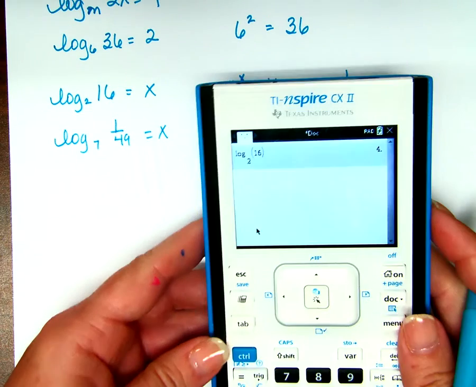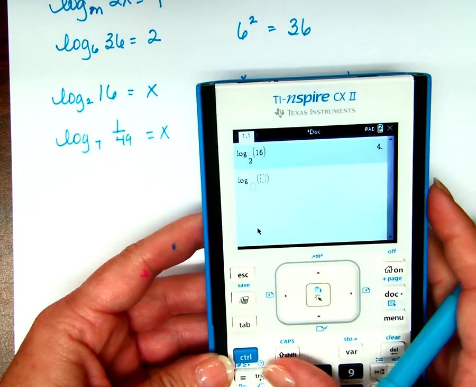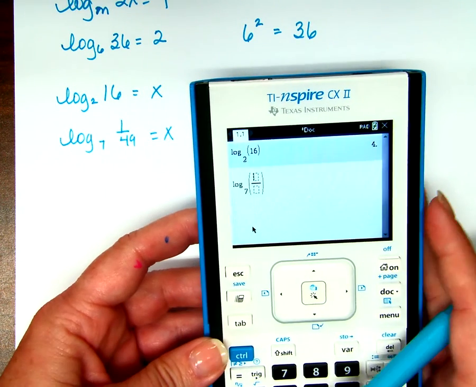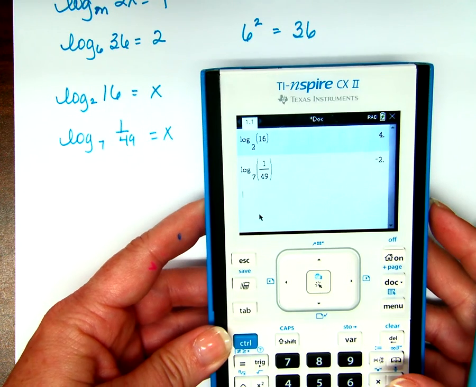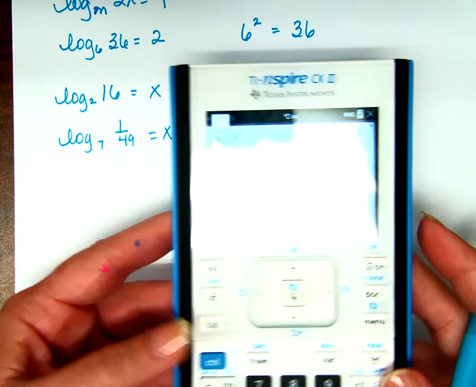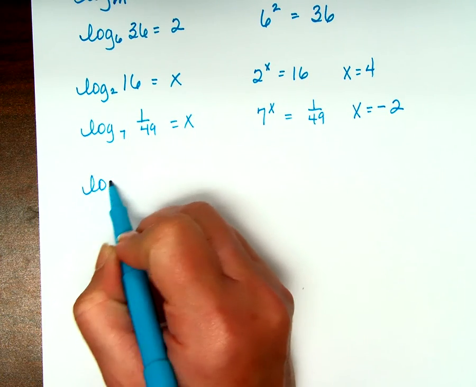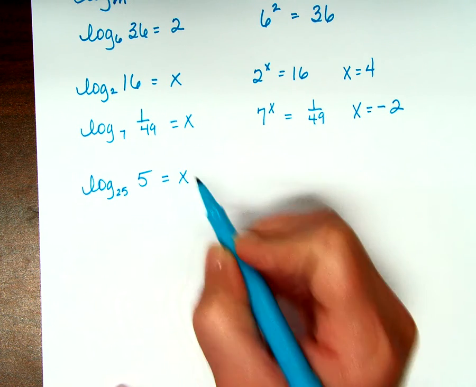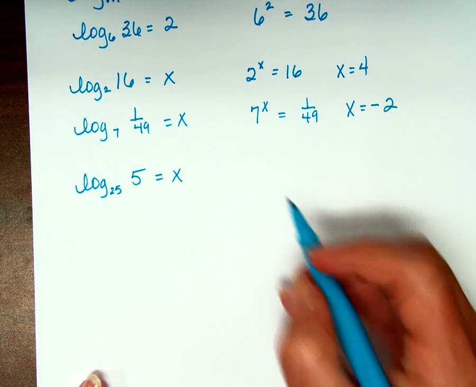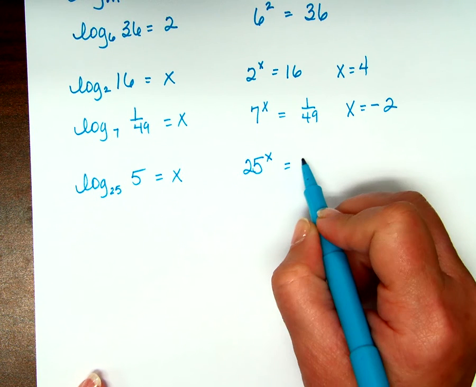But we could even check, right? Log base 7 of 1 over 49. Boom. Negative 2. Log base 25 of 5. 25 to what power equals 5?